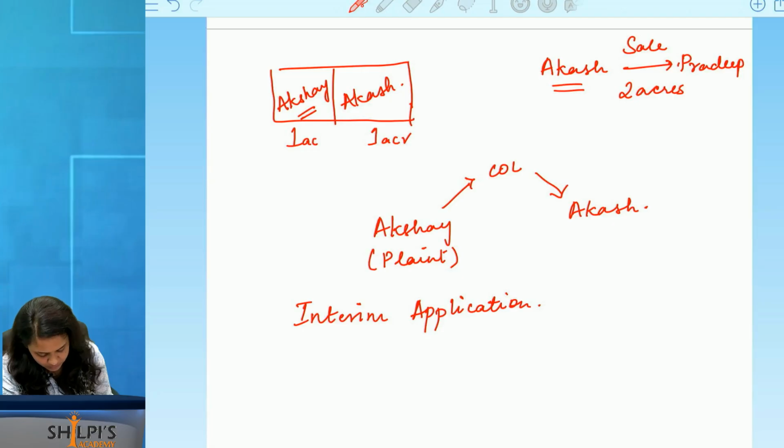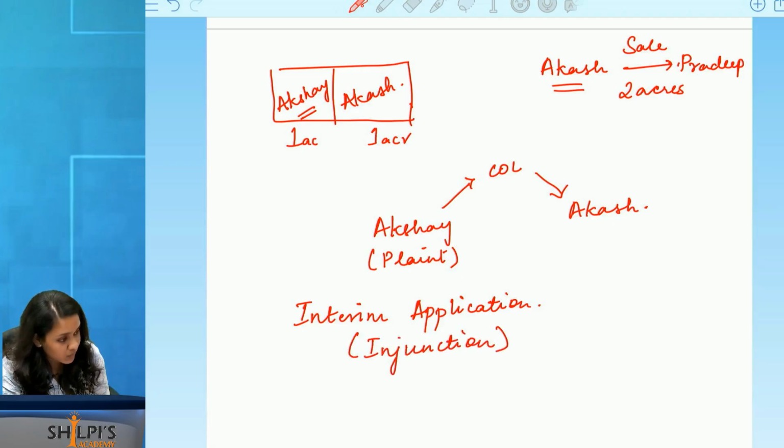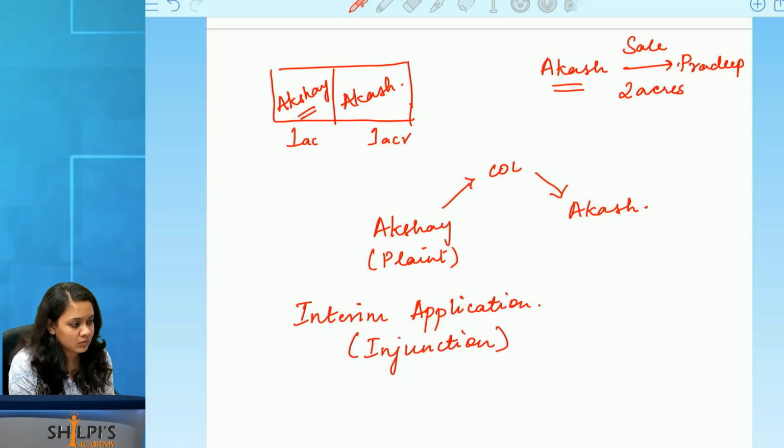Or in other words, he is asking for an injunction. Have you all heard of the word injunction anywhere? Yes? Stay order. Stay or put a stop to whatever is happening right now. And so, when should Akshay file this interim application?